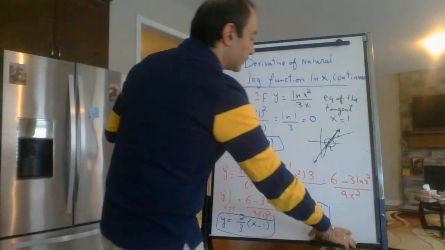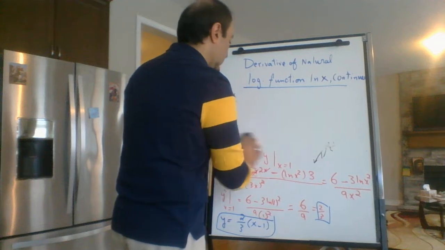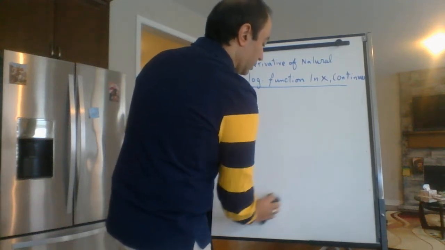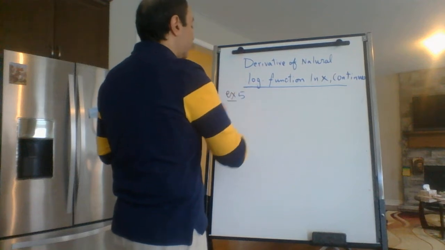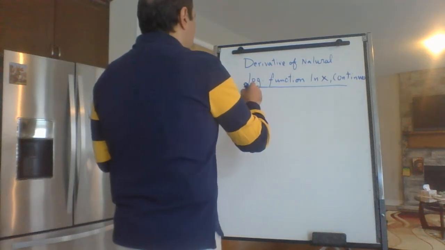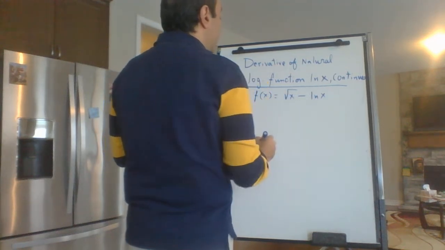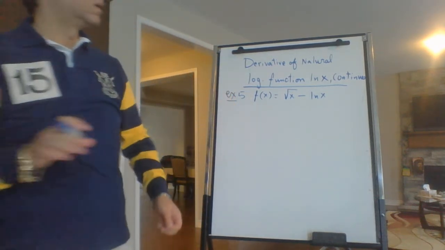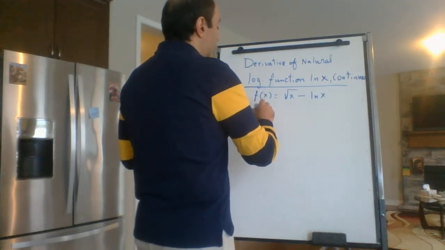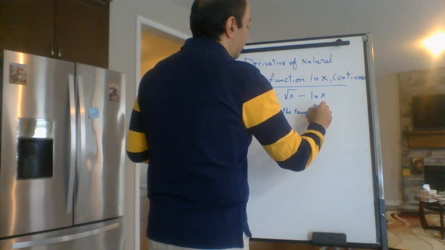Okay, this is example 4. I want to give you one more example. Example 5 says f of x equals square root of x minus ln x. We need to find the values of x where the tangent is horizontal. Find x where the tangent is horizontal.